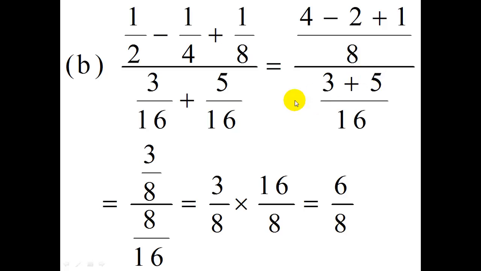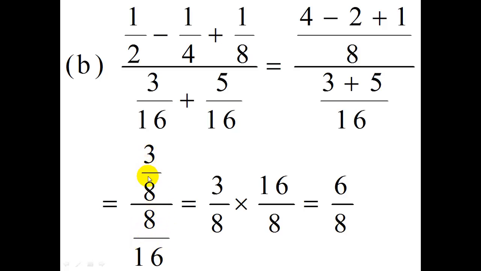So all divided by the LCM of 16 and 16, which is 16. Now 16 goes into 16 once, and 1 times 3 equals 3. 16 goes into 16 once, and 1 times 5 equals 5. So 4 minus 2 is 2, and 2 plus 1 is 3. So we have 3 over 8, and that is how come we have 3 over 8 here. Now when we consider the denominator, 3 plus 5 is 8. So we have 8 over 16, and that is how come we have 8 over 16 here.